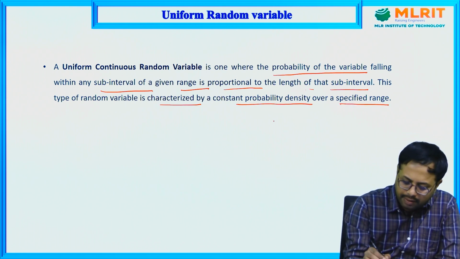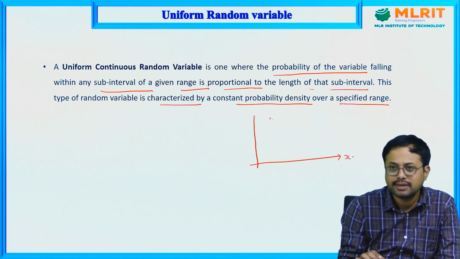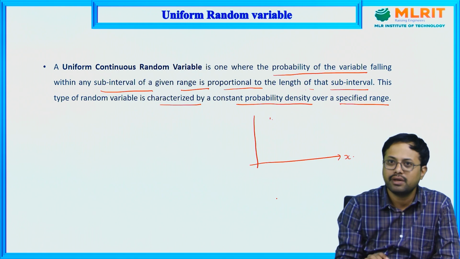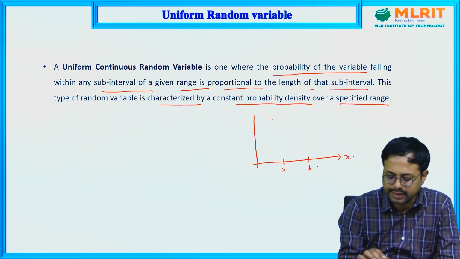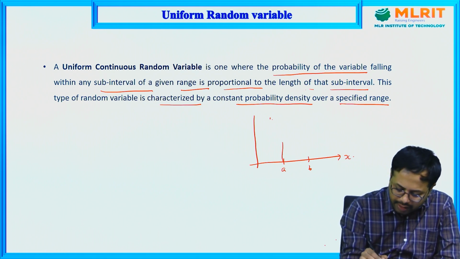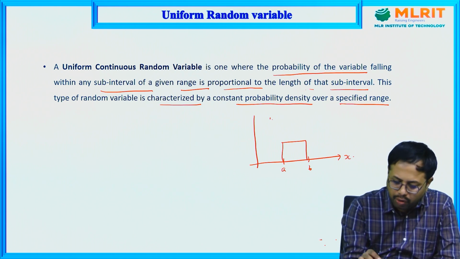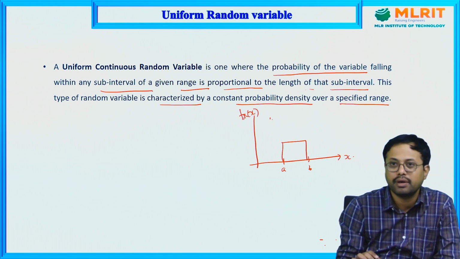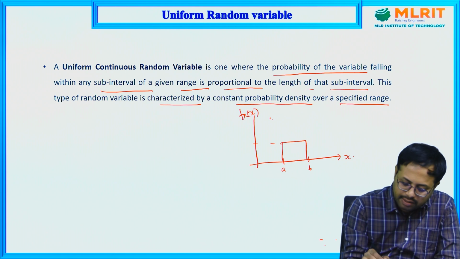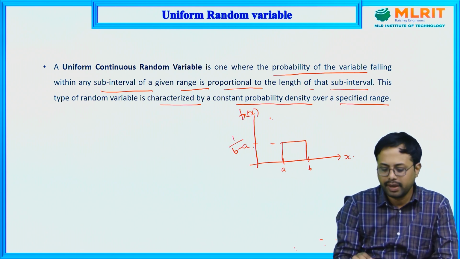For example, in the graphical representation, X is a random variable which lies between minus infinity and plus infinity. Considering a certain range, A and B are two instants of x. In that range, you have a constant probability density. The probability density is denoted by small f_X of x, and the value for this range is 1 by b minus a.